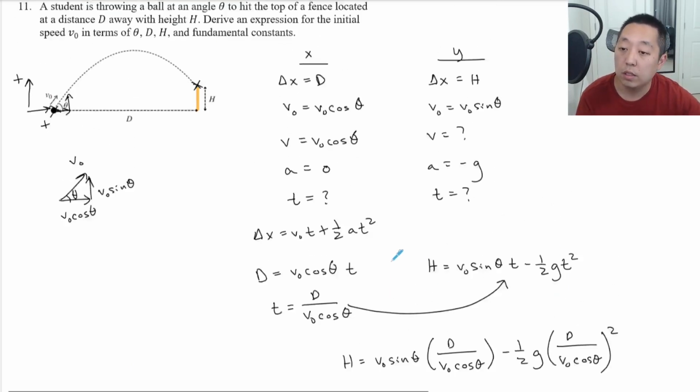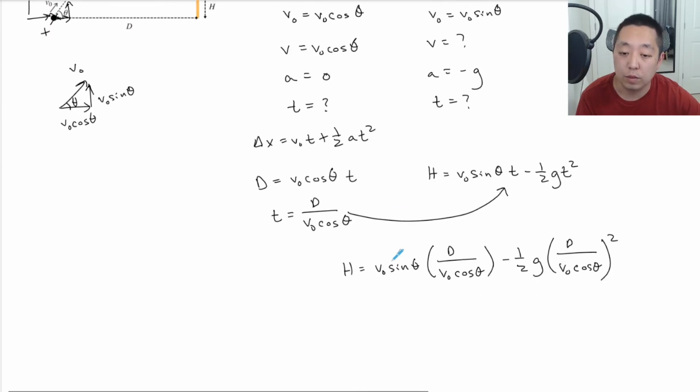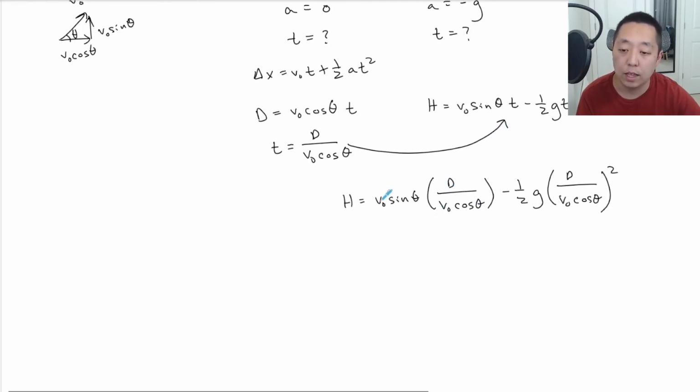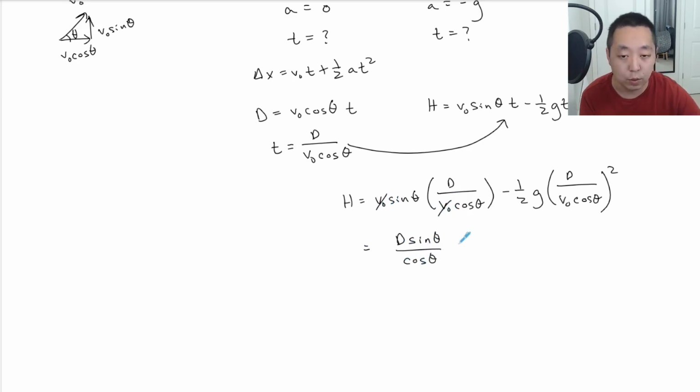Now this one is actually not solvable directly for v0. Actually, sorry. We want to solve for v0. Actually, it is solvable. I don't know what I was thinking. I thought we were solving for theta. Theta is not solvable, but we're given a theta. Here you can see the v0s cancel. So this is d sine theta over cosine theta. You could make the sine theta over cosine theta tangent theta if you wanted to. This would be minus 1/2 g d squared over v0 squared cosine squared theta.